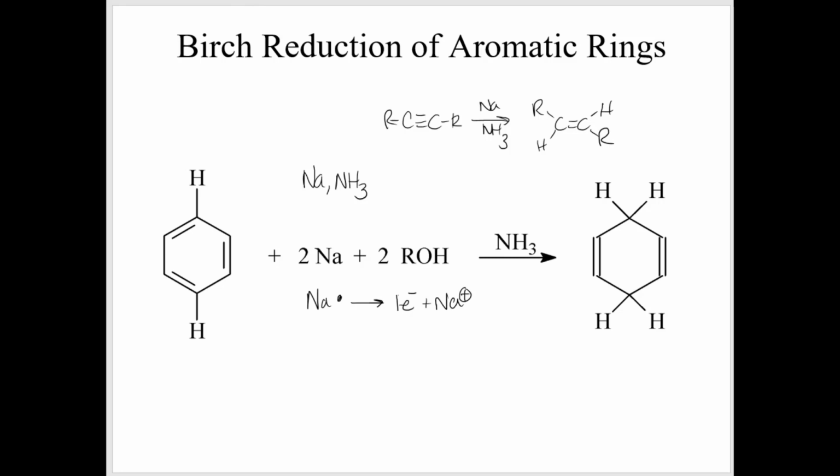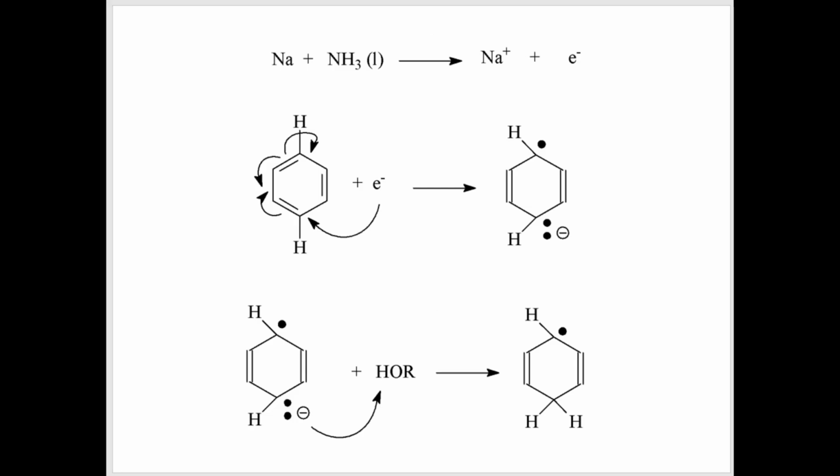Now I'm going to show you the mechanism to show why specifically you get hydrogens added to the 1 and 4 positions in the ring and form the double bonds that are then isolated. So you're going to add 2 hydrogens at opposite positions on the ring, the 1 and the 4 position. The mechanism involves, first of all, the sodium with its unpaired electron releasing it to form what is called a solvated electron in the liquid ammonia.